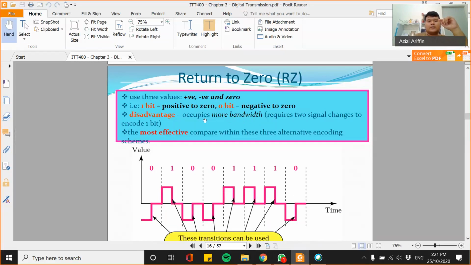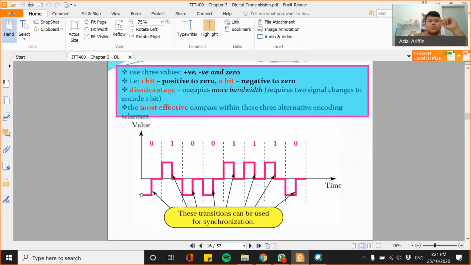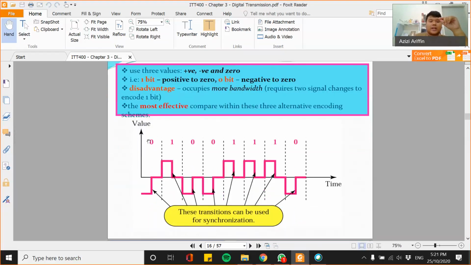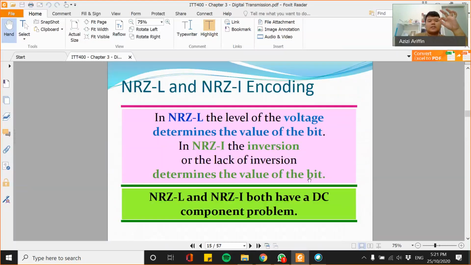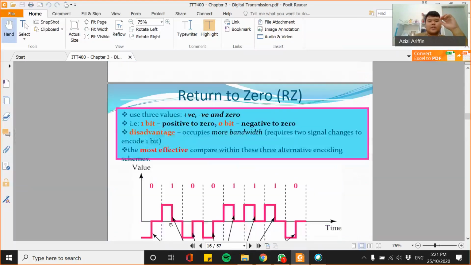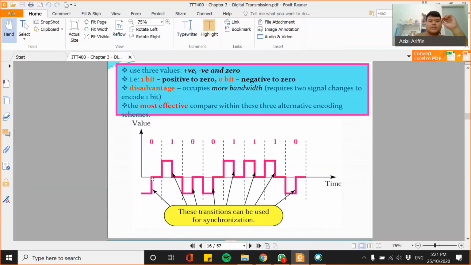The disadvantage is that it occupies more bandwidth, because you see here for one data element, it needs two signal elements. So 1, 2, we need two signal elements, but we can only represent one data element. It is said to be more effective when compared with the three alternatives before this, because it doesn't have a DC component problem. And the transition in one signal element can be used for synchronization, right?